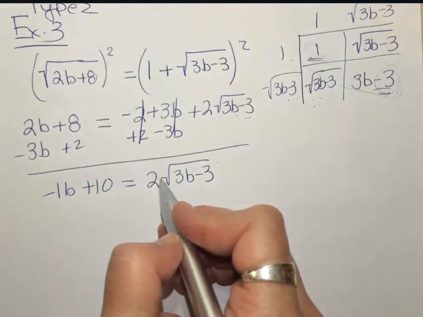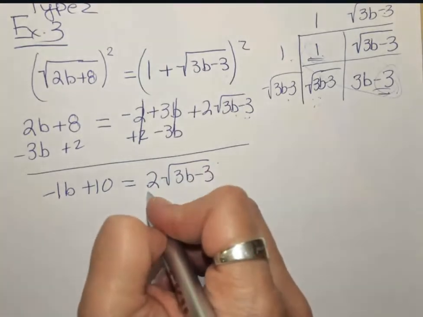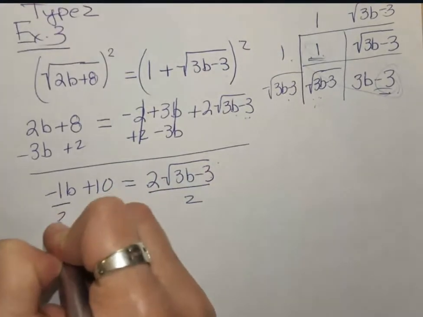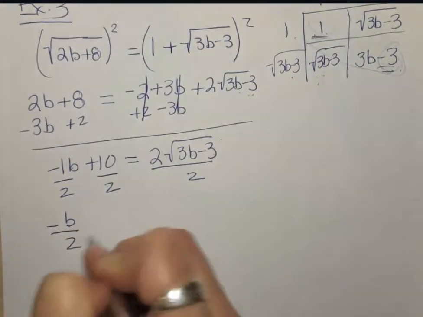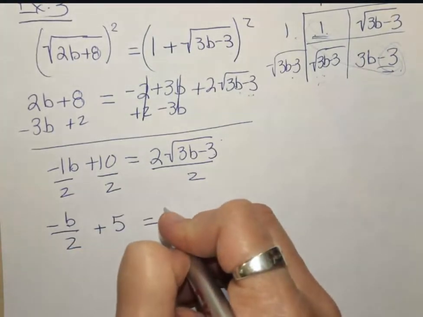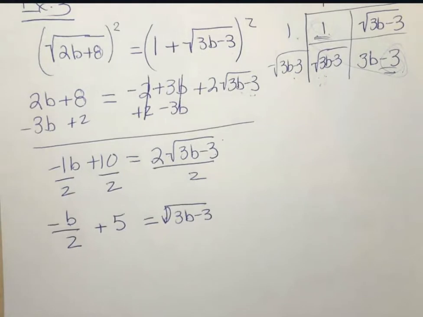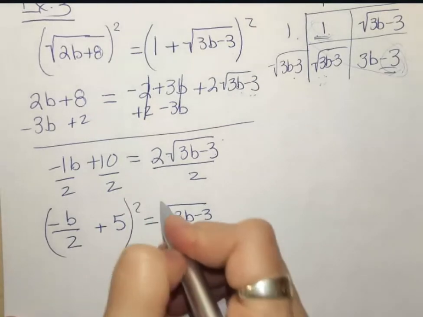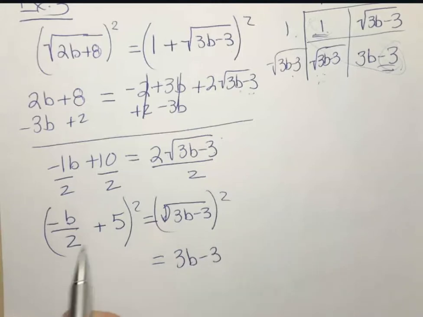Since there's no plus or minus here, I could square both sides first. I'm going to go ahead and divide both sides by 2. And what I do to one, I have to do to all. So I have negative b over 2 plus 5 equals the square root of 3b minus 3. Now I'm going to square both sides. Okay, that finally got rid of the radical, but it kind of created a nasty situation on this side.